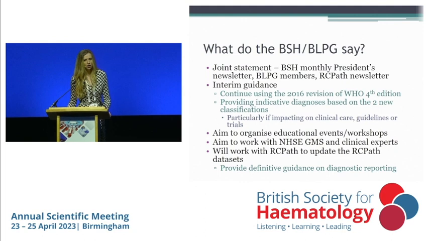So what advice have we had so far? There was a statement published by the BSH and the British Lymphoma Pathology Group. This was published in the BSH monthly president's newsletter. It was circulated to the BLPG members and also in the RC Path newsletter. So hopefully all of you will have seen this. The interim guidance is that we should continue using the 2016 revision of the WHO.